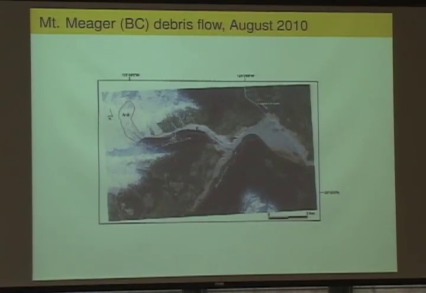So this is an aerial view of this part of Mount Meager that collapsed and went down the valley. It's a little hard to see here, but it went down a hillside, and then it hit a valley here where it kind of split, and most of it went downstream, but some of it went up the valley in addition.